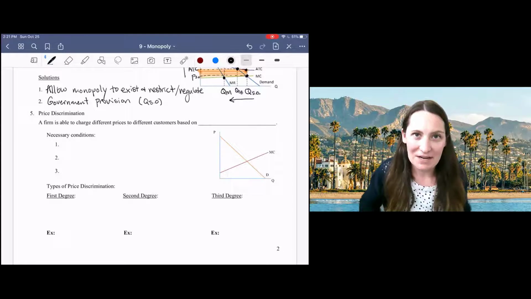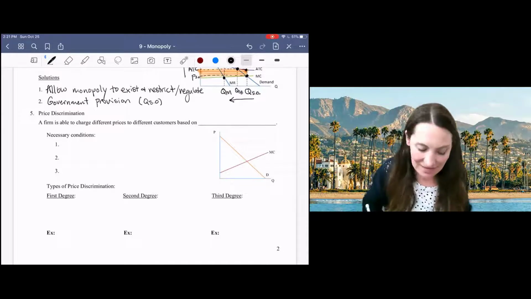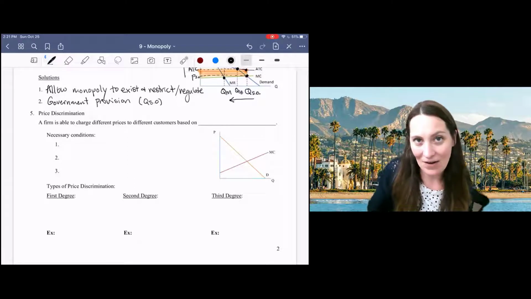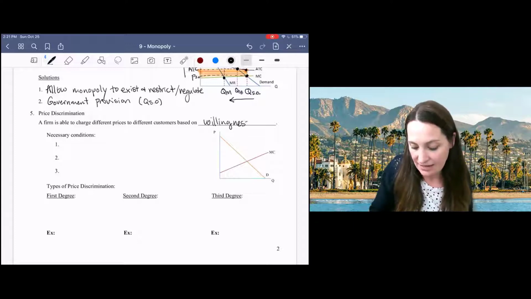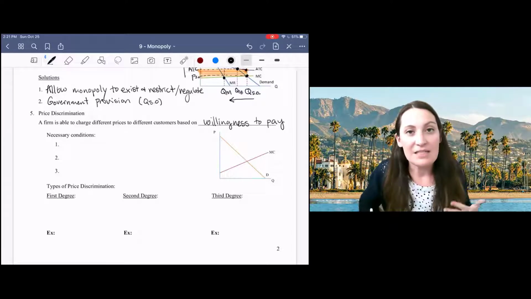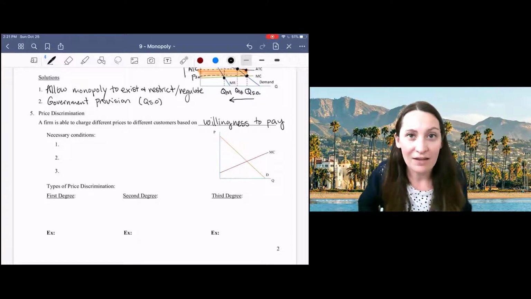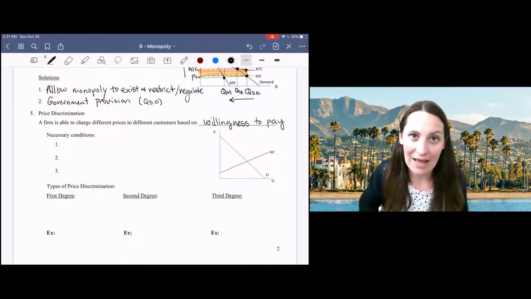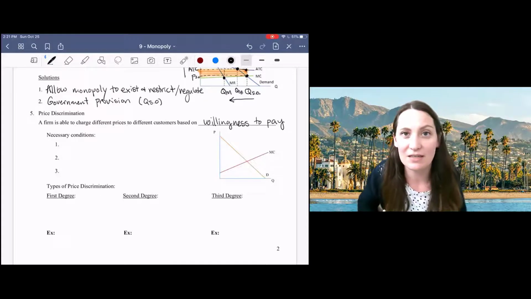Price discrimination is when a firm is able to charge different prices to different customers based on their willingness to pay or some characteristic that is related to willingness to pay. Willingness to pay really just means the value of the product to the consumer. And we represent that using the demand curve. The demand curve represents how much consumers are willing to pay for a product or the value of the product to them in terms of utility or happiness.